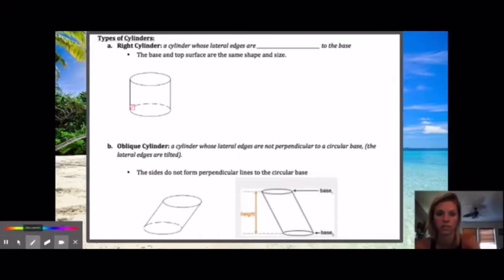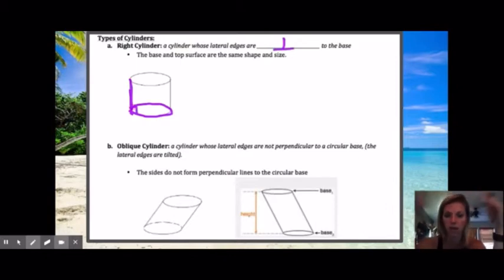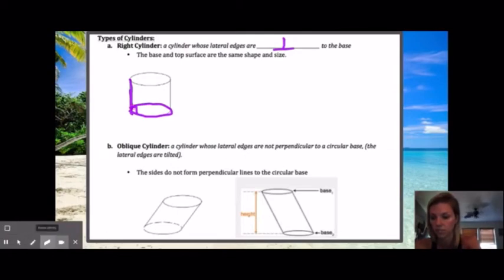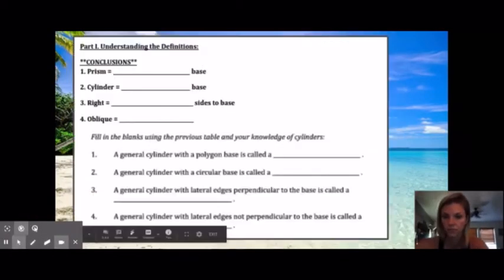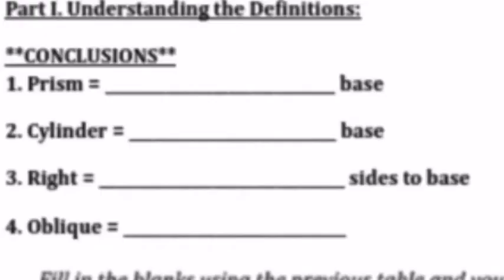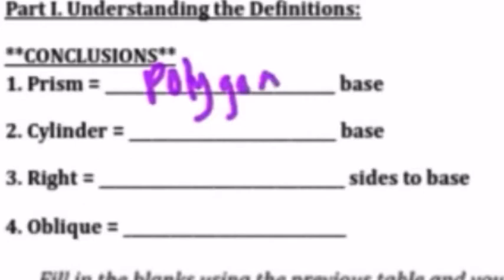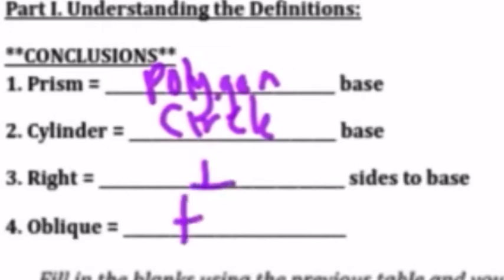A right cylinder is where the edges here are perpendicular to the bottom. So it's standing up straight. Think of it that way. Oblique just looks like it's tilted a little bit. So that's all you have to know for oblique. So just understanding what we've done so far, a prism has a polygon base, so it's a shape with hard sides. A cylinder has a circular base. Right means it has perpendicular sides to the base, and oblique just means it's tilted.